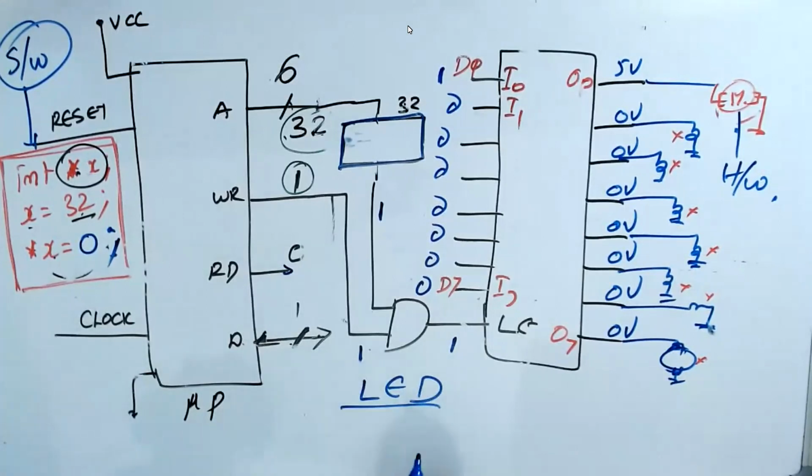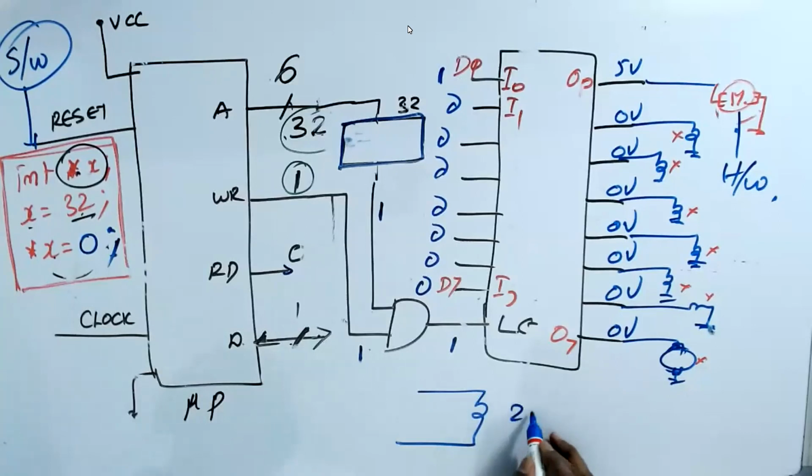This bulb works on 2 volts. Understand? In your house, think of a house. In your house, you have a bulb. This is a 230 volt bulb.